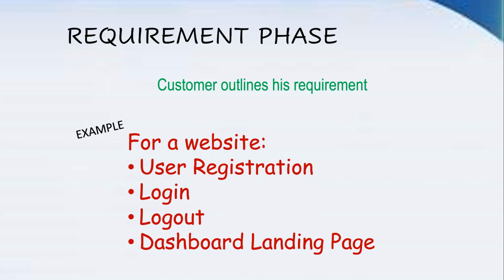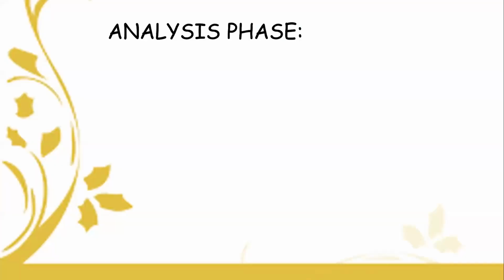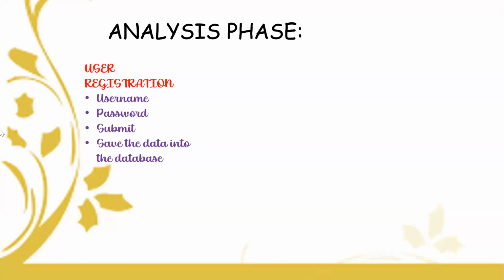So, after his requirements are outlined, they go to the second phase, which is the analysis phase. In this phase, each and every requirement which was outlined is given more and more planning details. For example, the user registration was one of the requirements given by the customer. In that requirement, they discuss that they need a username text field, password text field, a submit button, and as soon as this submit button is clicked, every data should be stored into the database.